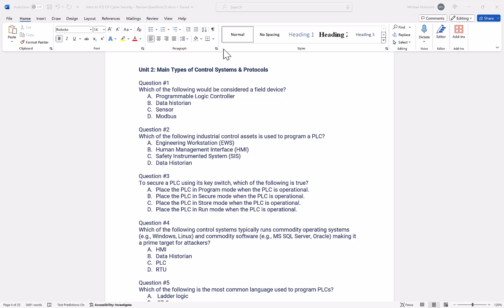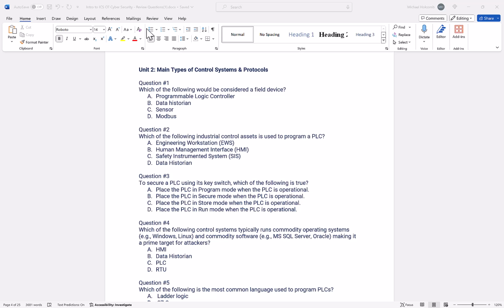We have PLCs that sensors feed that information to, and we'll talk about them more as we go through these questions. We have data historians. Remember, data historians are typically Windows servers running something like Microsoft SQL Server or maybe Oracle database applications to store data about how the environment is operating. And Modbus is an actual protocol that we use for communicating between control systems. So in this case, the field device is the sensor.